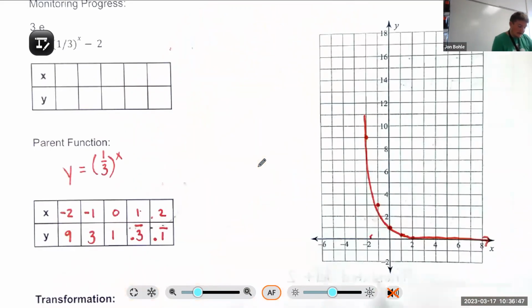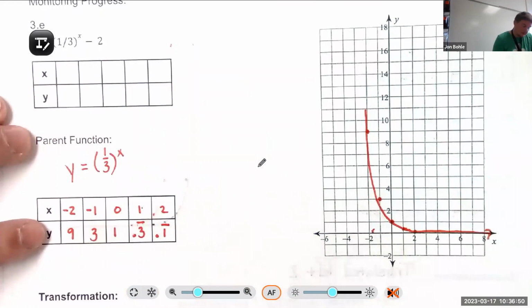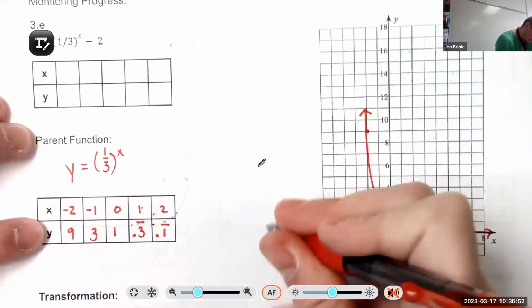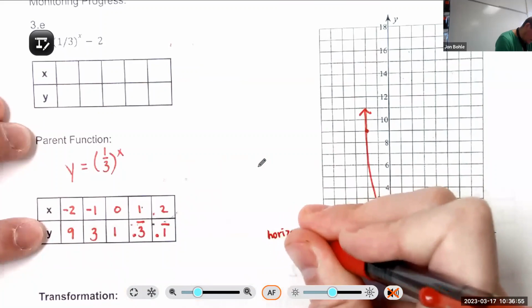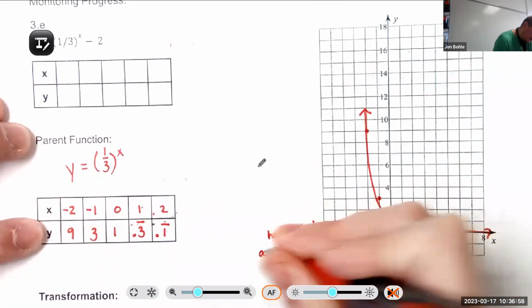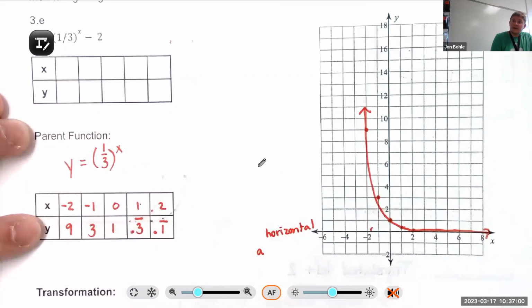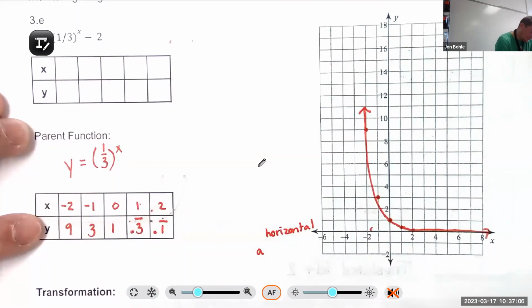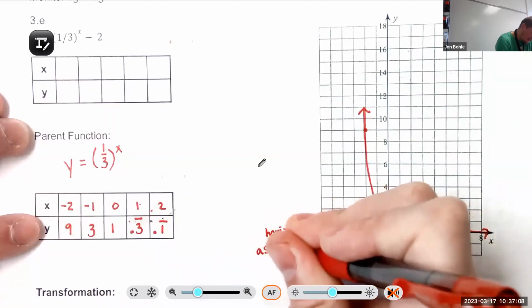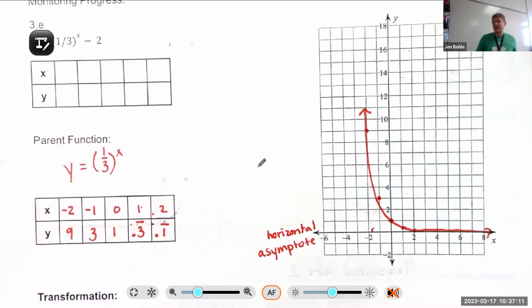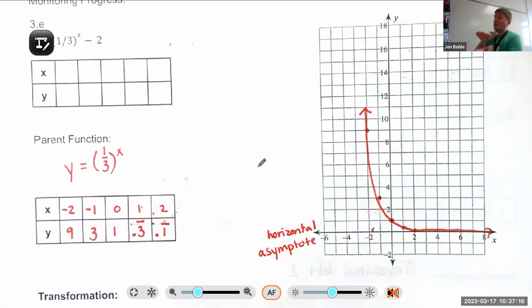Does anybody remember what this line right here is called besides the x-axis? What do we call that? Kind of a funny sounding word, right? Horizontal asymptote. I don't even 100% know if I'm spelling that right, if I'm going to be honest. But it's called an asymptote, which means that the red line is just inching closer every single time you go to the right, but it's never going to cross it. It's never going to touch it. It's just going to infinitely approach it.